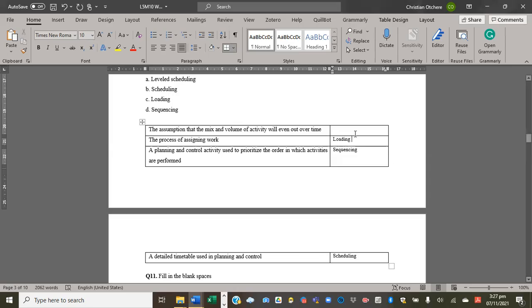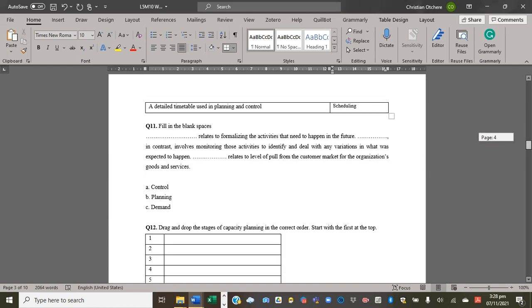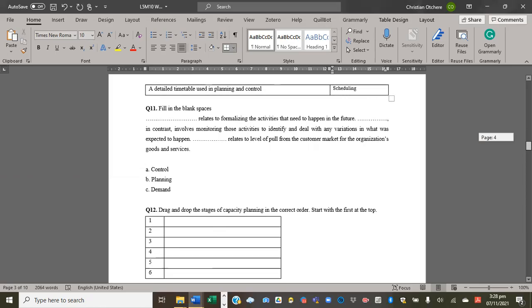Then the assumption that the mix and volume of activity will even out over time, even out. So it's about leveling. So level. Even if you don't have any idea, if you're able to get the last three correct, and you are sure of the answers, the first one will be catered for. Then question 11. Yes, question 11.